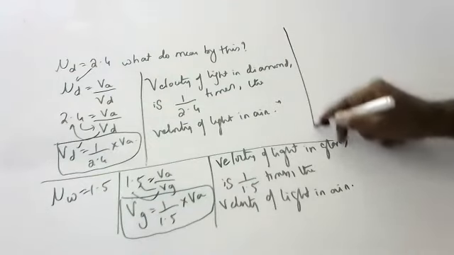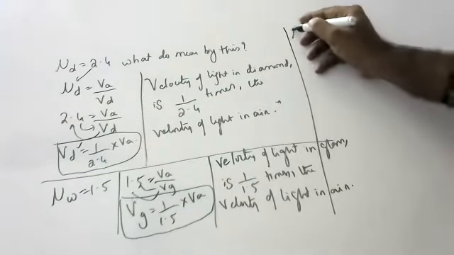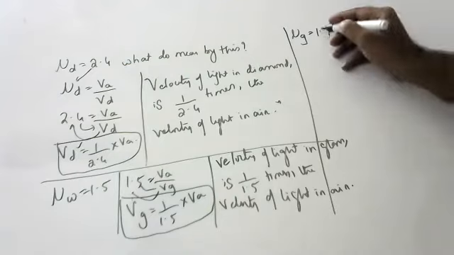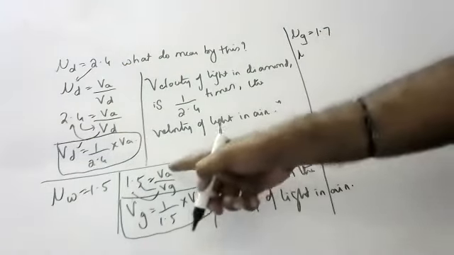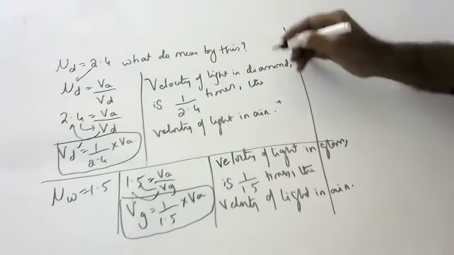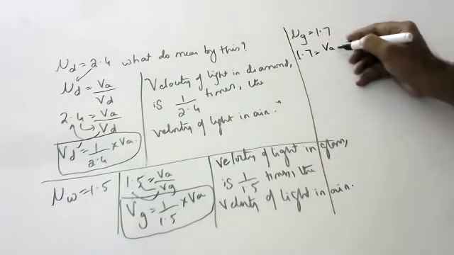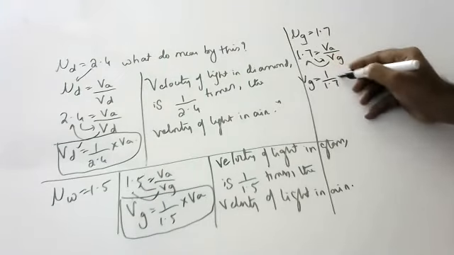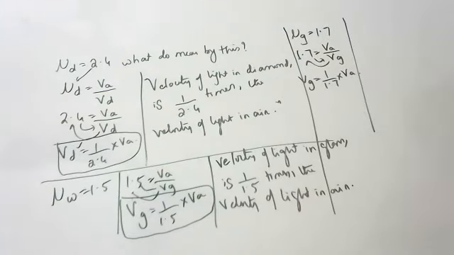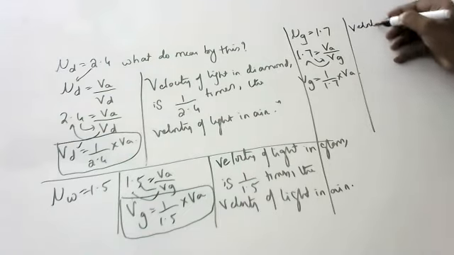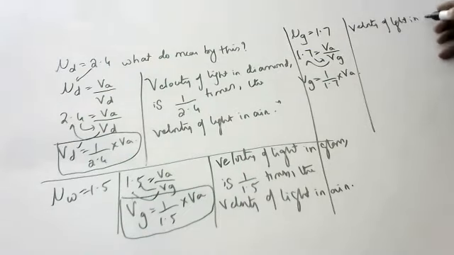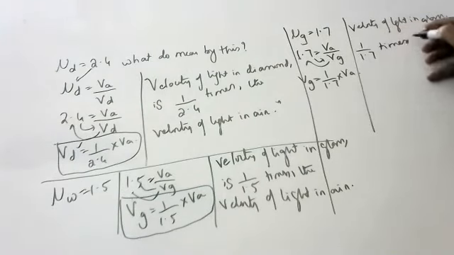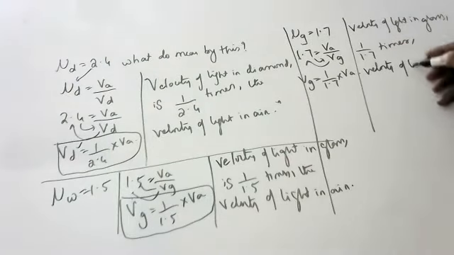Okay, if anyone didn't understand, one last example, children. Suppose the refractive index of glass is 1.7. Imagine 1.7. What does it mean? First tell me this derivation. 1.7 is equal to velocity of light in air by velocity of light in glass. Velocity of light in glass is equal to 1 by 1.7 into velocity of light in air. Now tell the definition. Velocity of light in glass is 1 by 1.7 times the velocity of light in air.